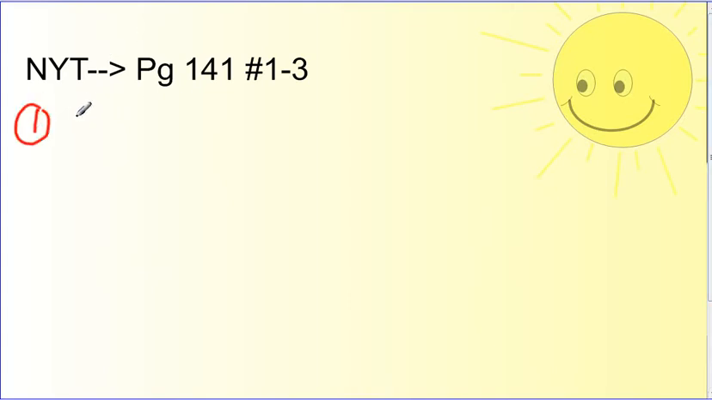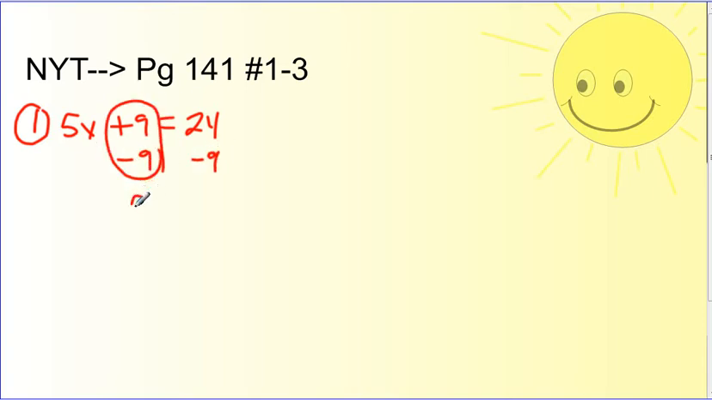Alrighty. So, we're going to go through these 3 problems right now. There's number 1. So the variable is being multiplied by 5 and added by 9. So the way we get rid of an add by 9 is we subtract by it. This is gone. So we get 5x equals 24 minus 9. Oh gosh, 15. And then we divide by 5, divide by 5, x equals 3.